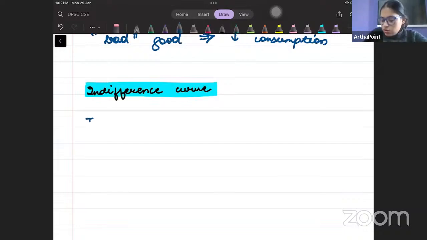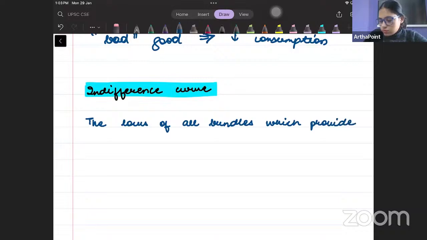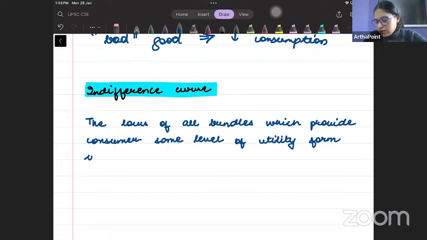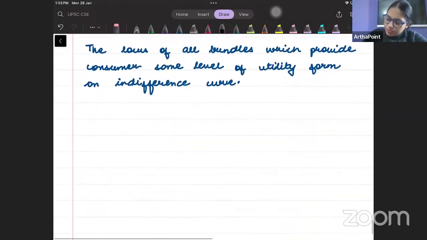So the locus of all bundles which provide the consumer the same level of utility forms an indifference curve. Let me give you an example.